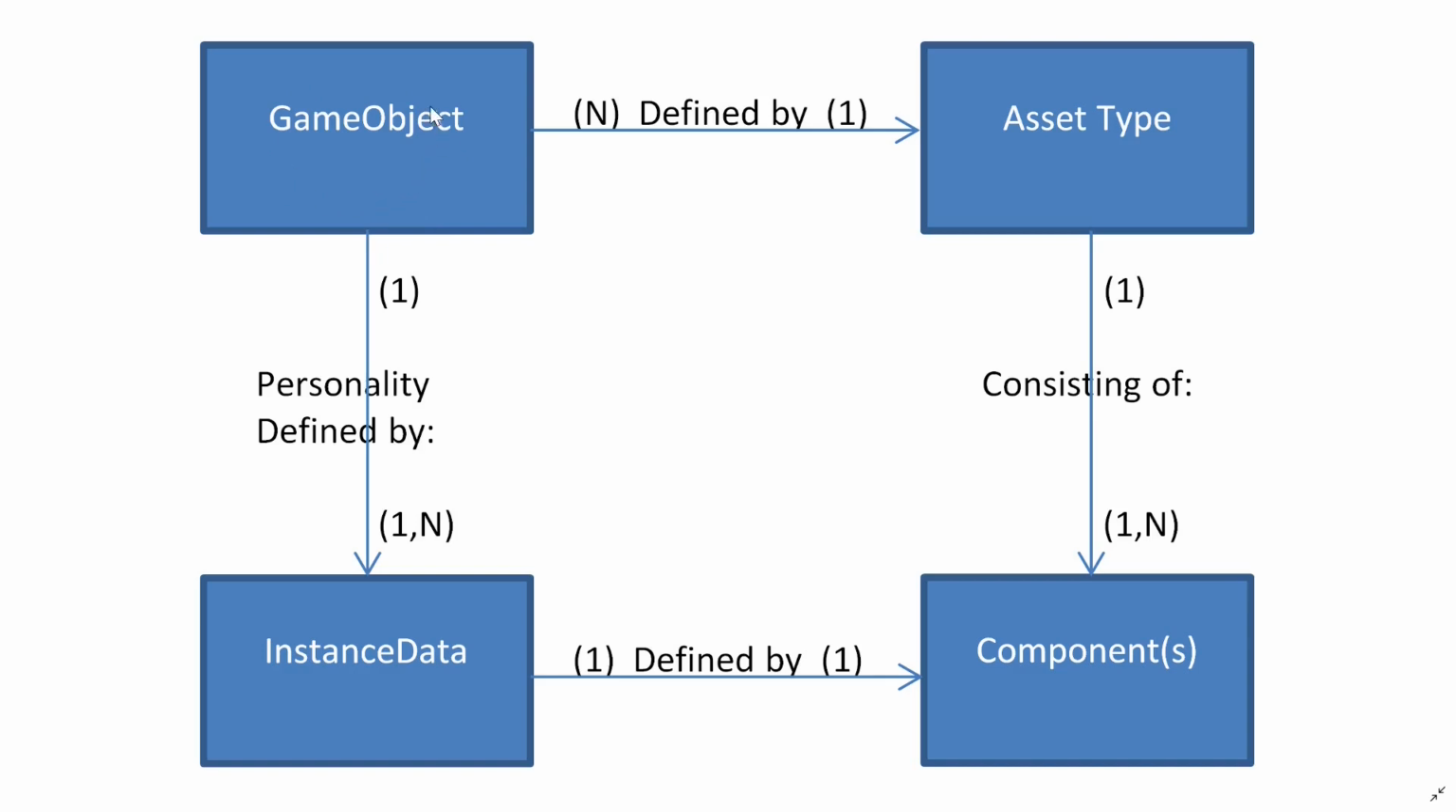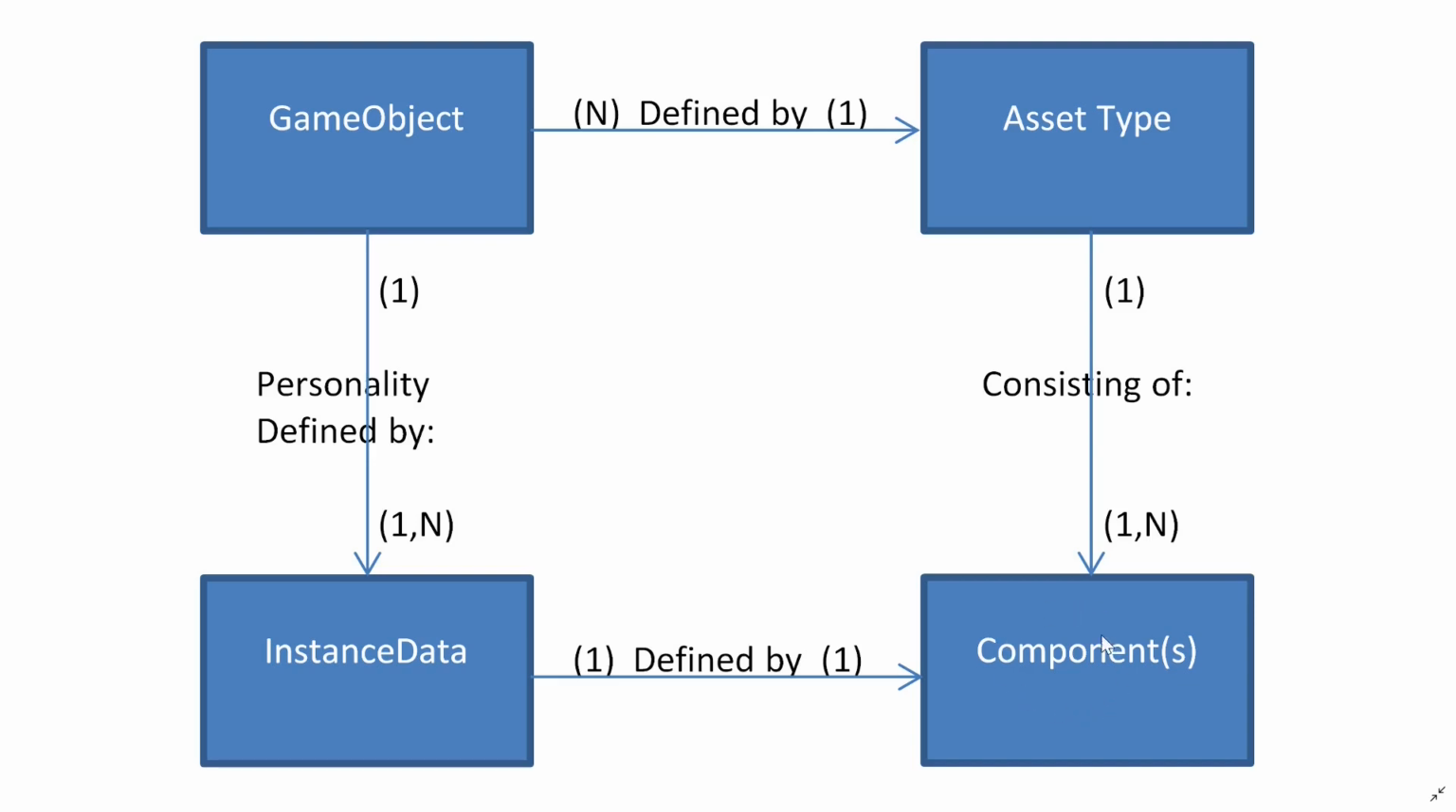This box here represents an instance of a game object. For example, our rotating cube. It is defined by an asset type. For the cube, this is the cube type. There only needs to be one cube type, but there may be many cubes. The asset type itself consists of 1 or more components, such as the transform, the collider, the mesh, etc.